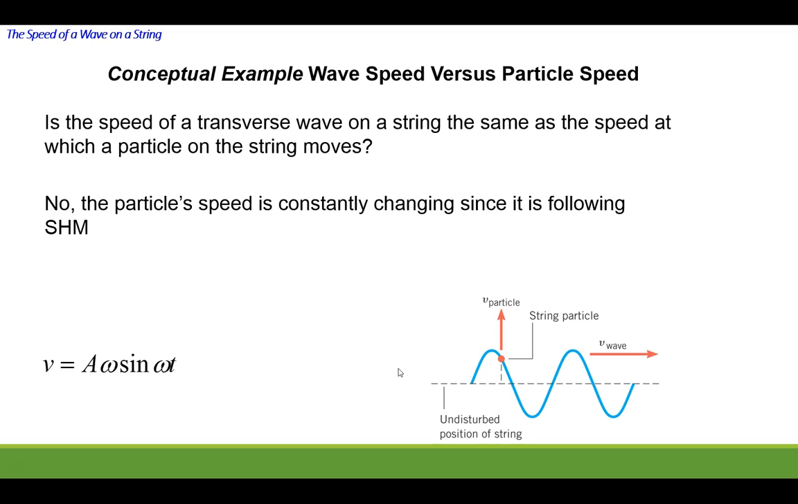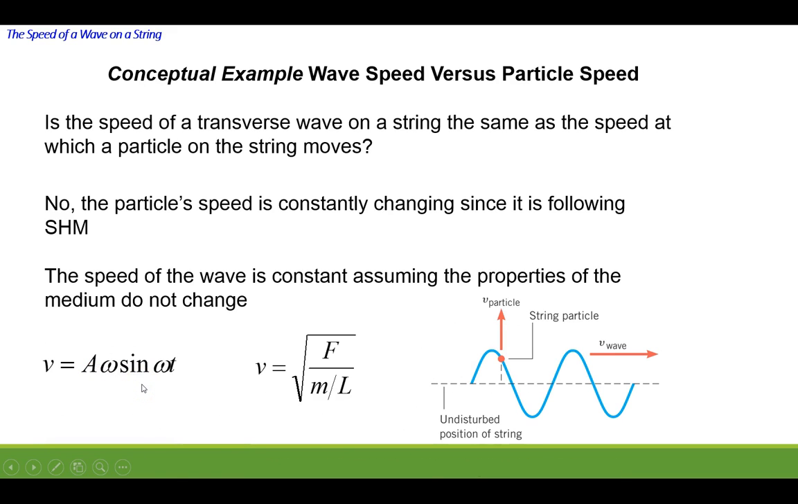The answer is no. The particle speed is constantly changing because it's following simple harmonic motion. And it follows the format of the equation that we learned in the last chapter under simple harmonic motion. Meanwhile, the speed of the wave is constant, assuming we don't change any of these variables like the tension of the string or the mass per unit length of the string.